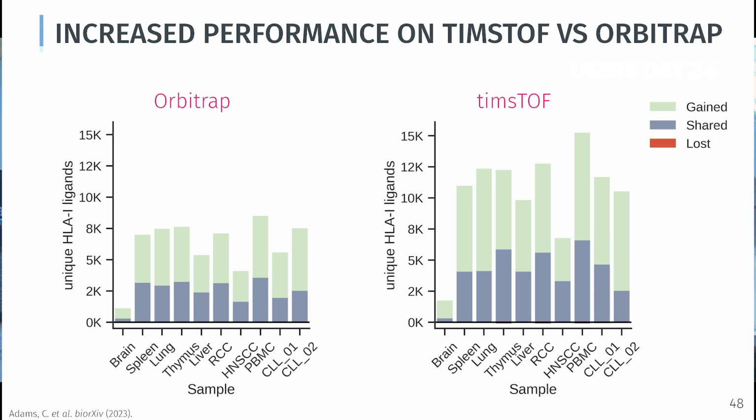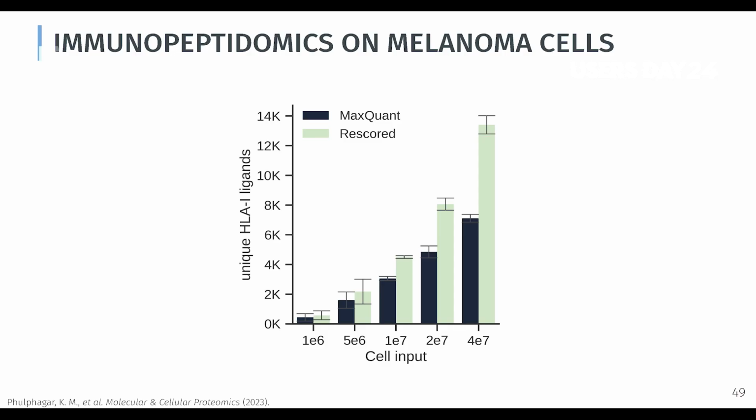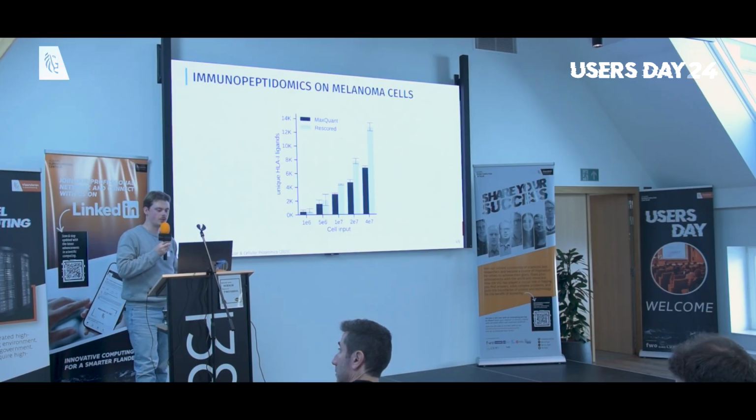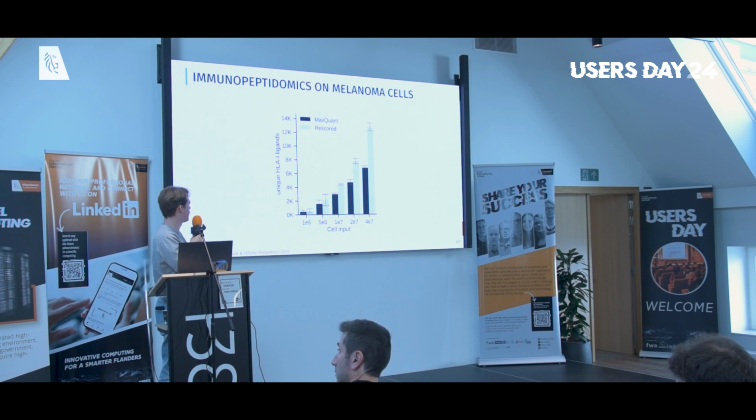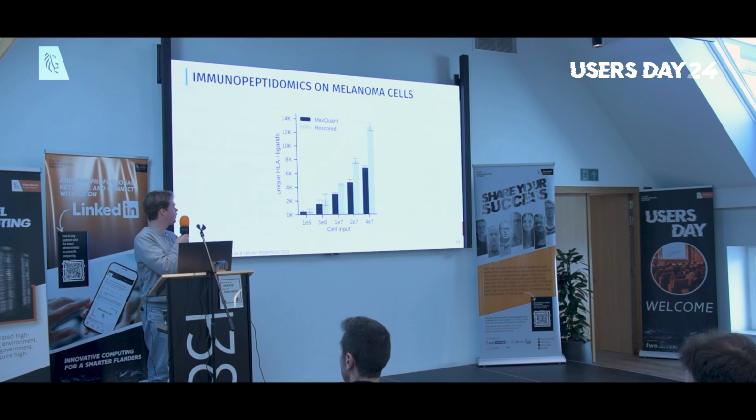Comparing the Orbitrap with the timsTOF method, again, we see that using rescoring on timsTOF gained a lot more peptides than on Orbitrap, which is a good thing. And then on a different data set, where we compare the number of cells with the number of peptides that can be identified, again using rescoring with our fine-tuned model increases the number of peptide identifications.